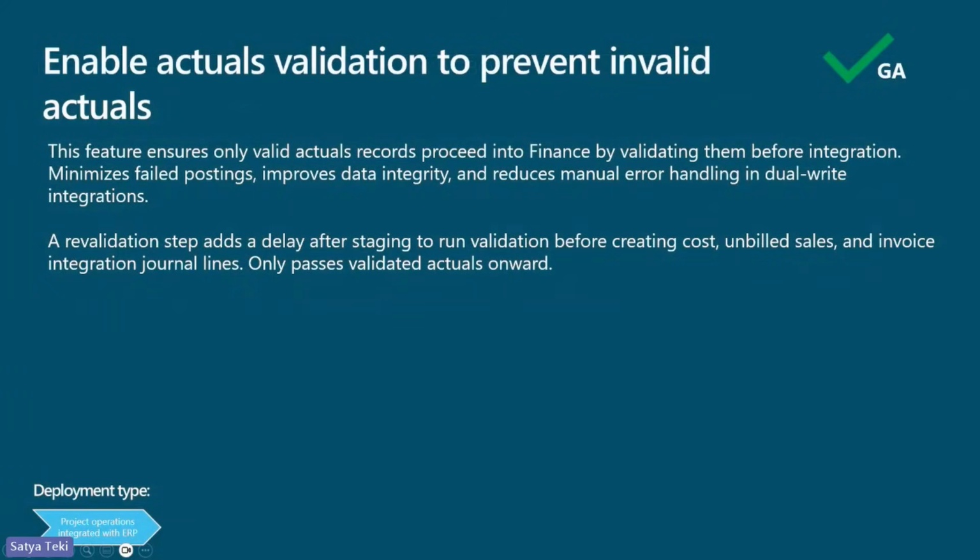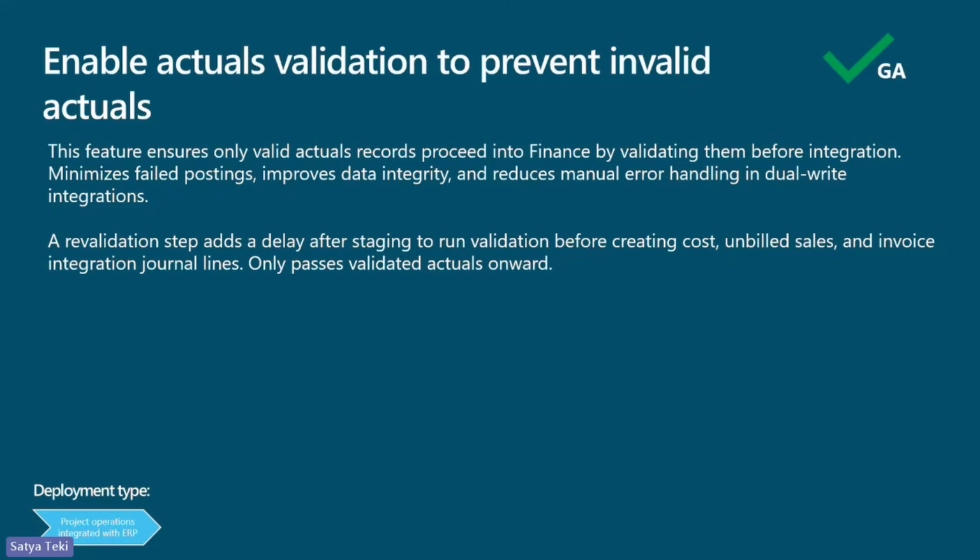So the third feature that we have added for troubleshooting is the enable actuals validation to prevent invalid actuals. This feature only validates actuals records. This feature ensures only valid actuals records proceed to finance by validating them before integration. So this minimizes failed postings, improves data integrity, and reduces manual error handling in dual write integration.